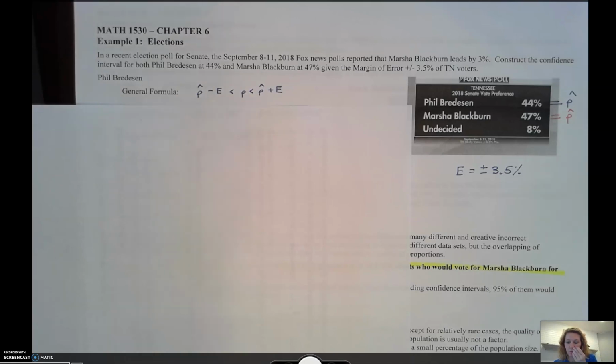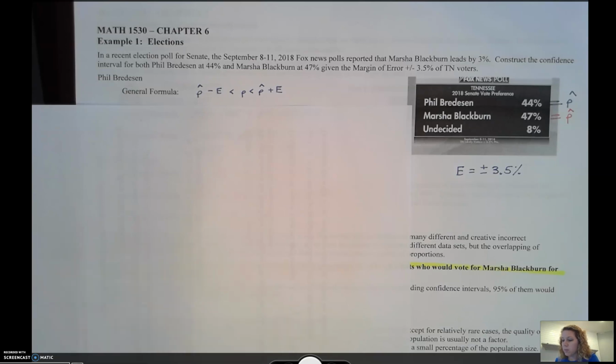Confidence intervals with elections. In a recent election poll for Senate, from September 8th through 11th in 2018, Fox News polls reported that Marsha Blackburn leads by 3%. Construct the confidence interval for both Phil Bredesen at 44% and Marsha Blackburn at 47%, given the margin of error plus or minus 3.5% of Tennessee voters.